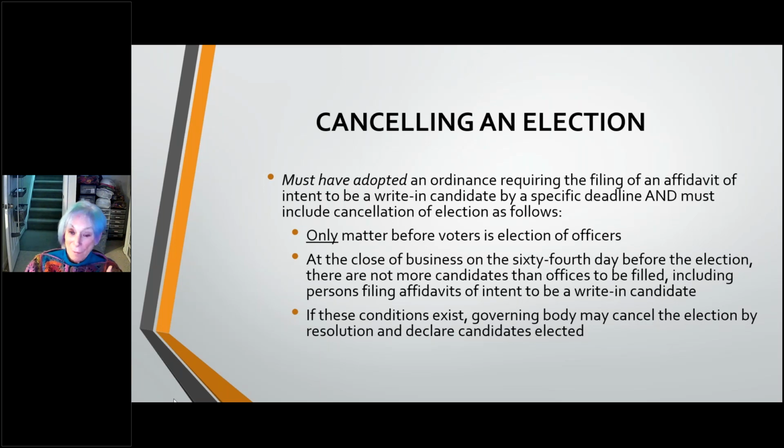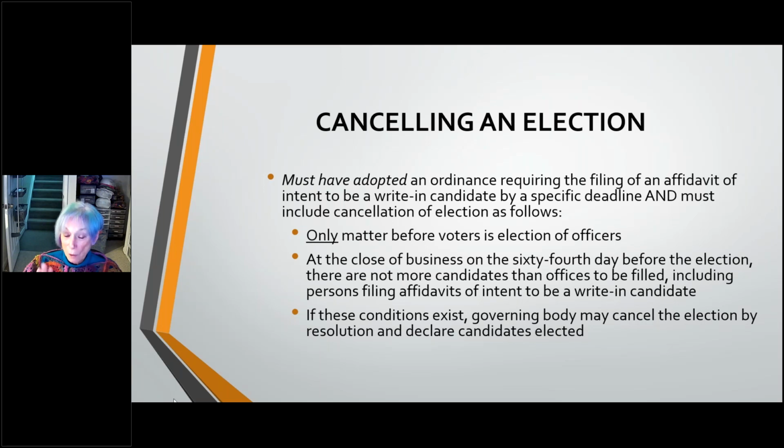If you're only voting on candidates and you have the same number or fewer candidates than you have positions available, and that includes write-in candidates who filed that notice of intent by that deadline, then under certain circumstances, you can cancel the election. Now, I've been talking about this for years, and I am guessing that pretty much everybody has such an ordinance. If you're not sure, you need to go back and check, but it's got to be an ordinance.